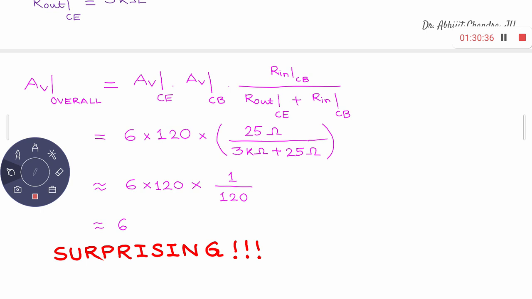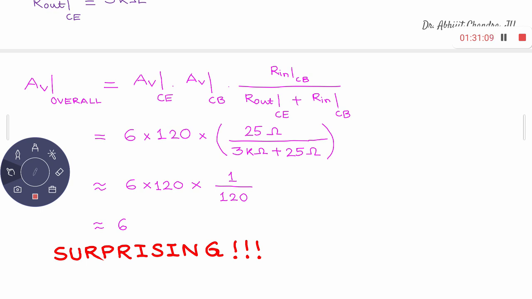Yes, now the question is why should we go for a common base? Why should we connect another common base stage? Because life was good with the common emitter. That is the question, a very obvious question. A single stage, gain of 6. Second stage, if you connect this, then the 120 and this coupling loss of 1 by 120, the product gets cancelled, only 6. So I should go for another common base? Seems to be silly, huh? Why should we go for that?